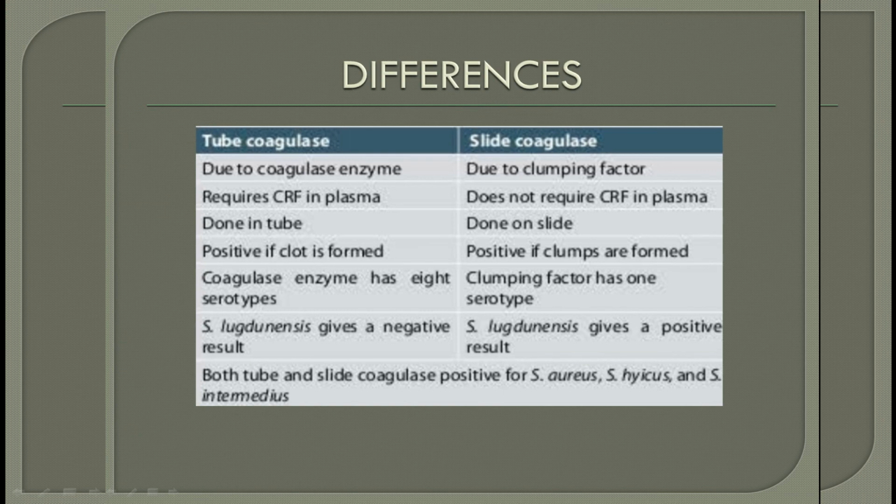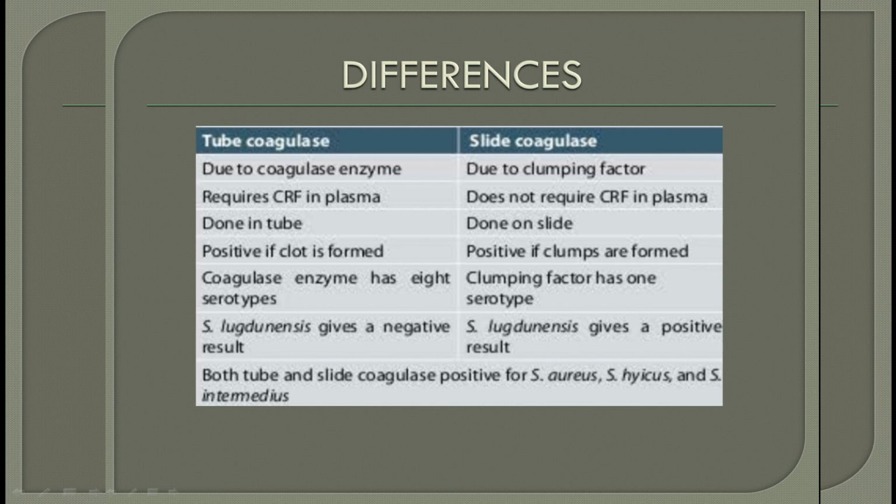Finally, we arrive at certain differences. What are the differences between the tube coagulase and slide coagulase test? Tube coagulase, as I have already mentioned, is due to the coagulase enzyme itself. Slide coagulase, on the other hand, is due to the clumping factor, which is nothing but the bound form of coagulase enzyme. The free form in tube coagulase requires CRF, coagulase reacting factor, but slide coagulase does not require CRF. It automatically has a prothrombin-like activity and will lead to fibrin threads from fibrinogen.